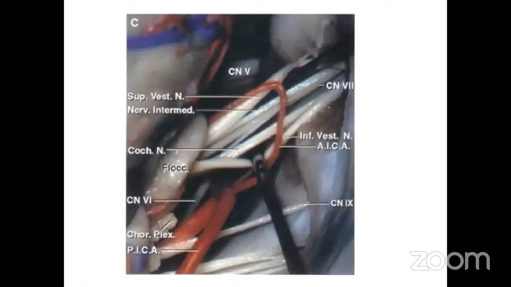In this diagram now, there is a cleavage plane created between the inferior vestibular nerve and the cochlear nerve. This one is the inferior vestibular nerve, and this one is the cochlear nerve. The cochlear nerve lies anterior to the inferior vestibular nerve. This is the superior vestibular nerve. This one is the nervus intermedius that goes laterally and joins the 7th nerve, that is the facial nerve.